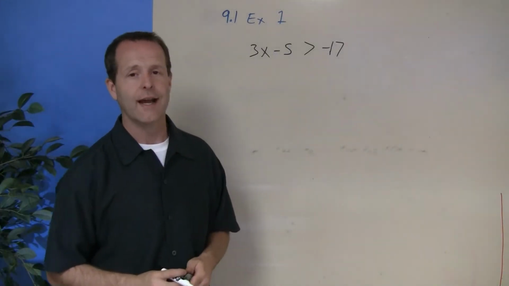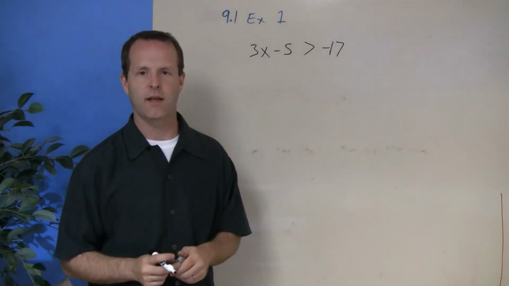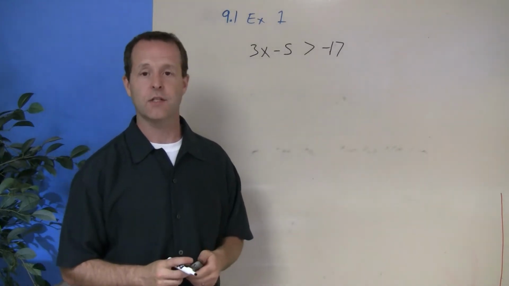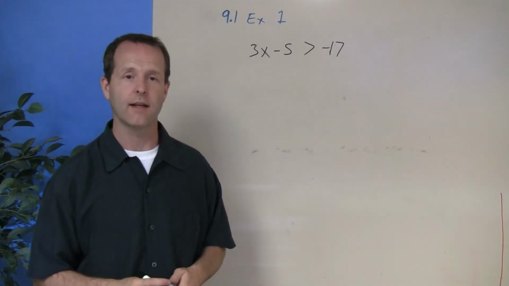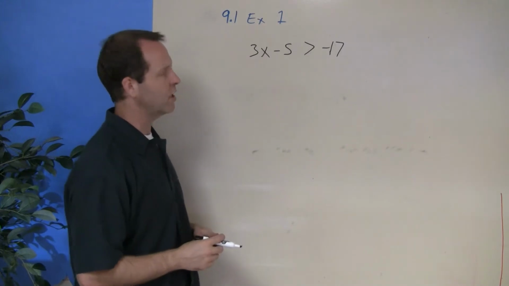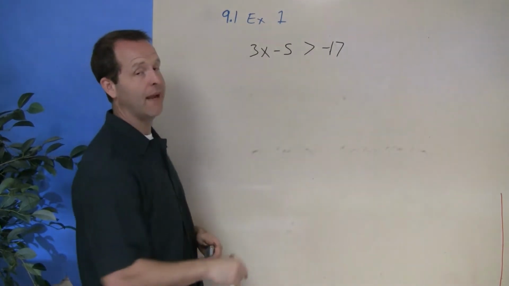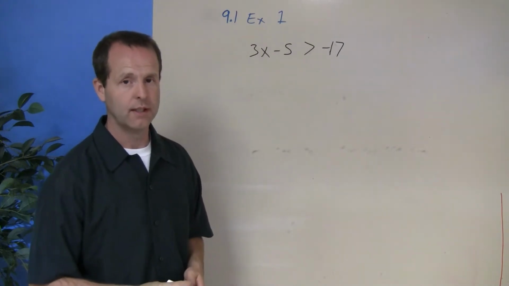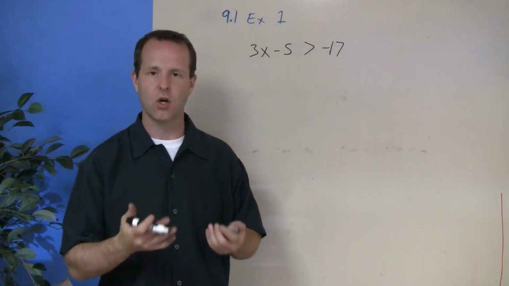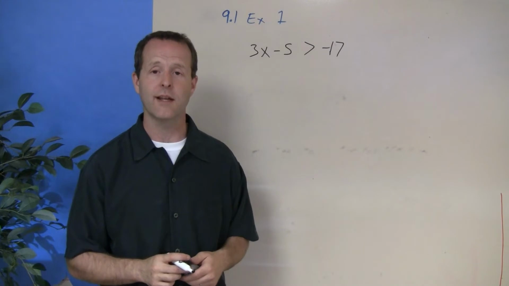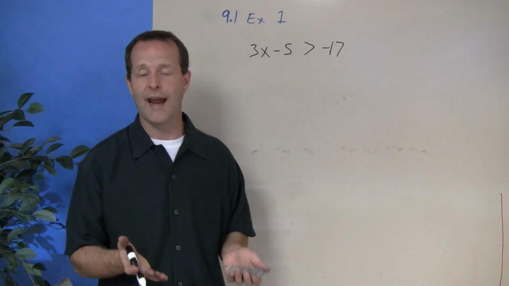What we're looking at right now is a linear inequality, and we're going to try to figure out how to solve it. Basically, the question I'm asking myself is, I want to find all the values of x that make this statement true. And the best way to do that is to solve this linear inequality all the way down to where x is all by itself.